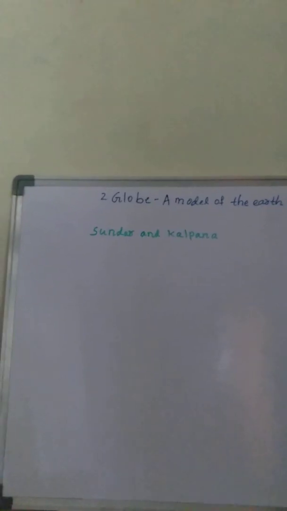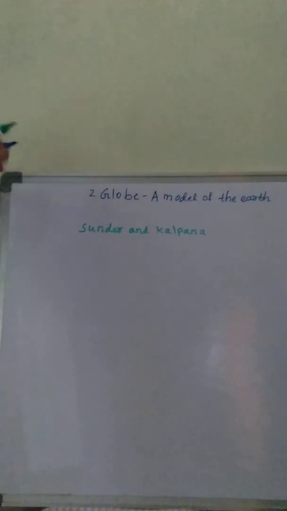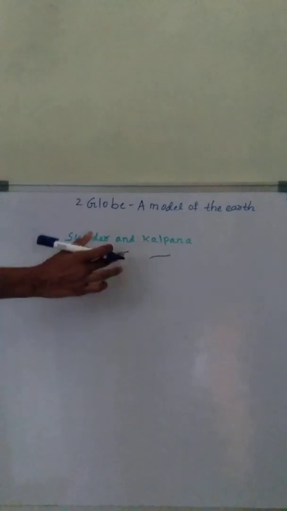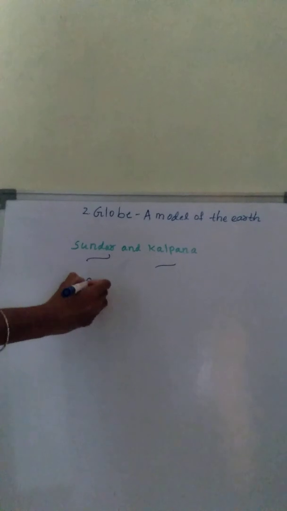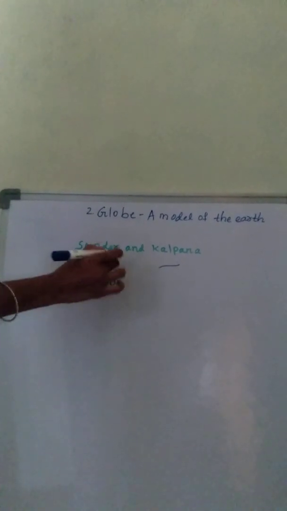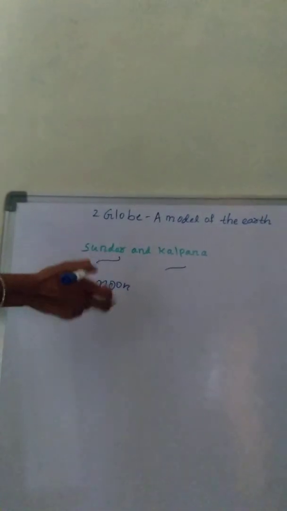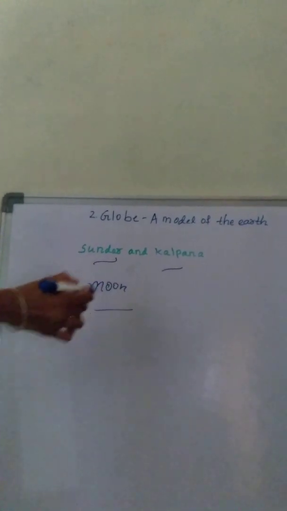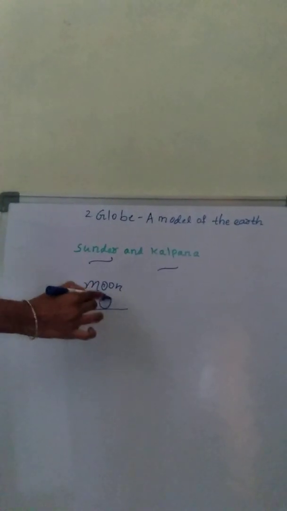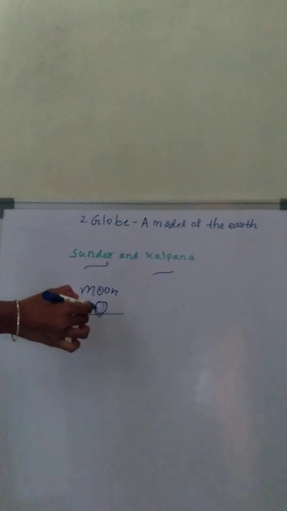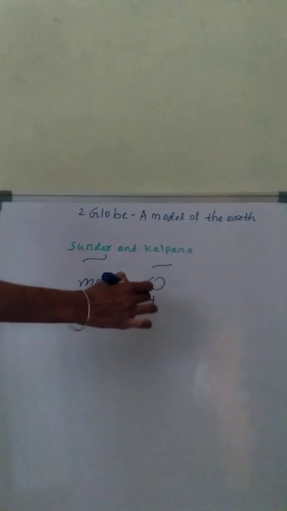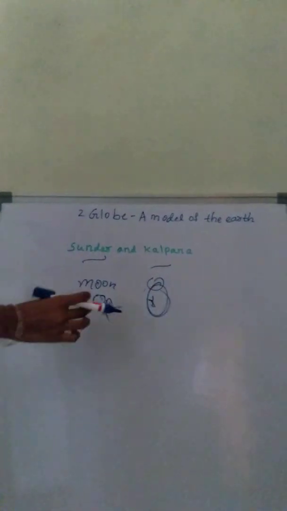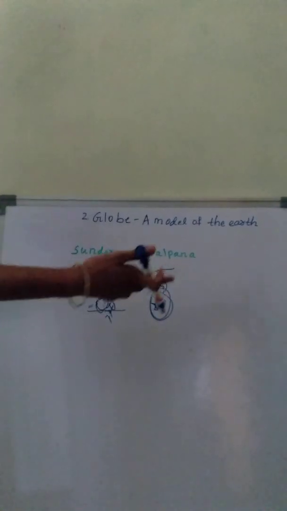So, one evening, Sundar and Kalpana were sitting and seeing the moon. Sundar is saying to Kalpana that if he goes to the moon, and stands here, and here is the earth, how does the earth look for him from there?